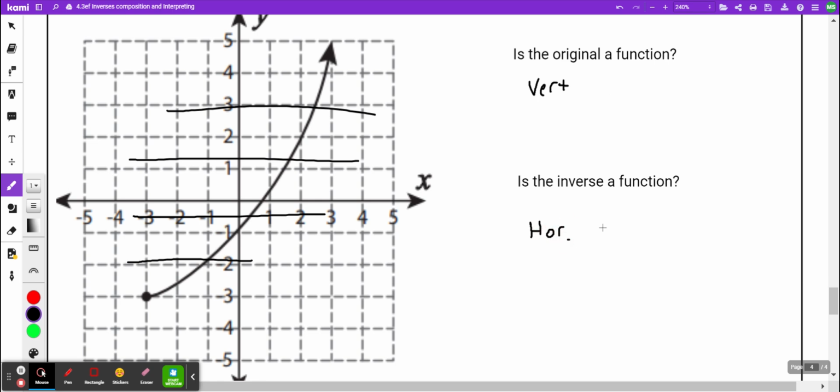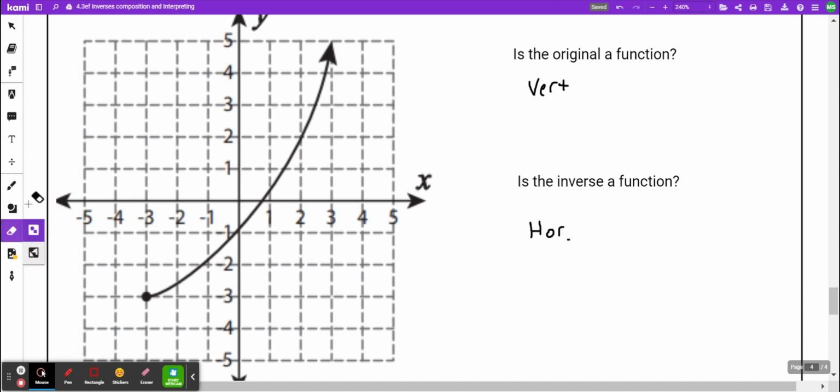Now, I want you to fill it in. I'm not going to do all your work for you. Fill it in. Explain why. So now I want you to try to find the inverse. I'm going to pause it in 3, 2, 1. All right, guys. So here we go.